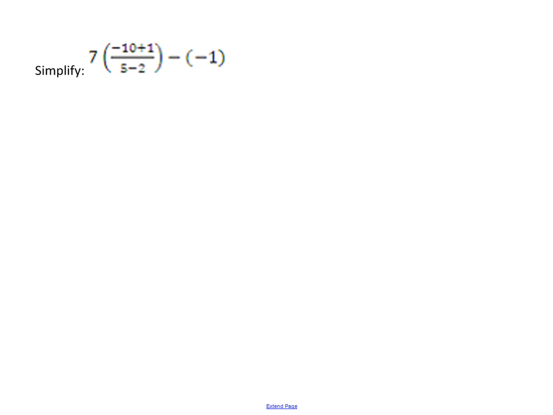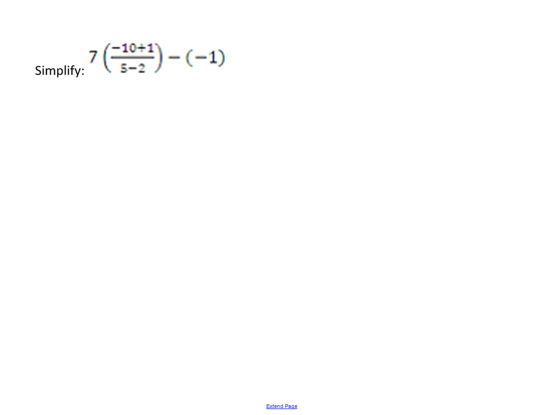Okay, let's do a couple more calculations dealing with our order of arithmetic operations. Here's one. We're going to multiply 7 times, in parentheses, the grouping negative 10 plus 1 divided by 5 minus 2, minus negative 1. So, how should we handle it?